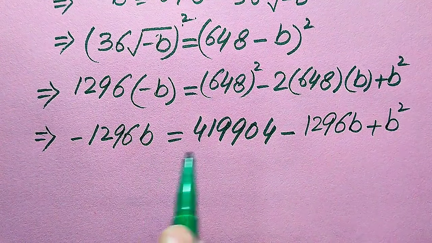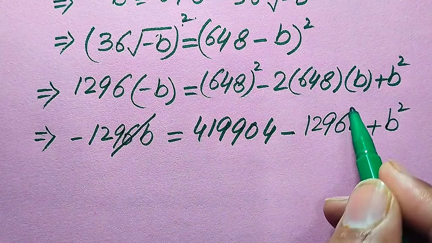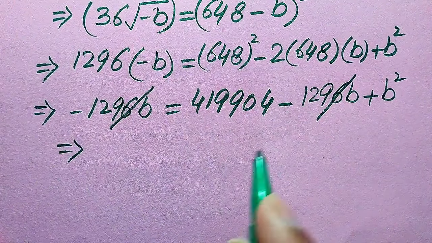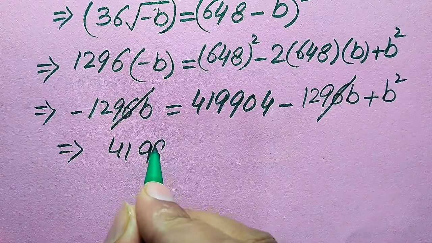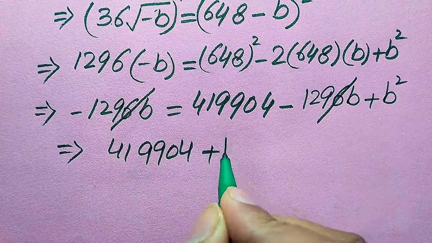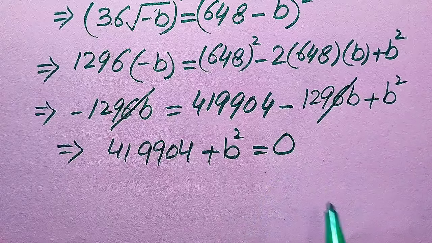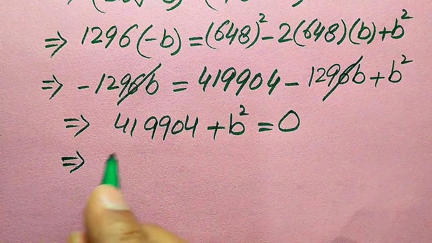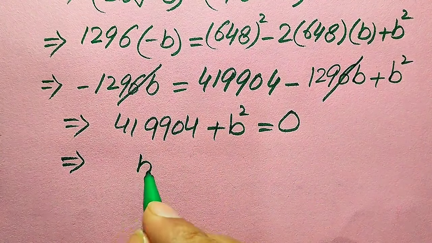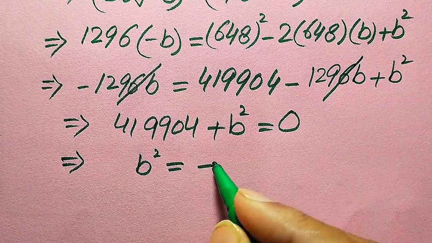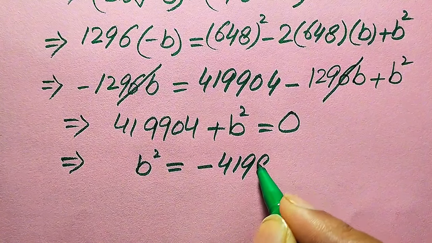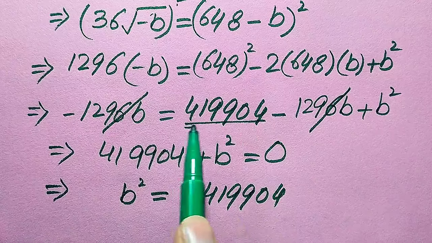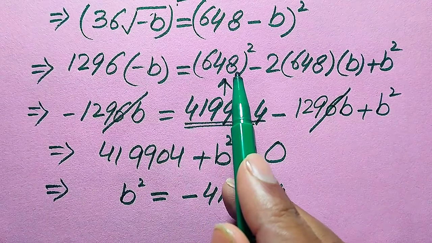So you see here, these are the two same terms, so this value and this value are cancelled out by each other, and the remaining values are 419904 plus b square is equal to 0. And because here our target is to find the values of b, we move this value to the right hand side, and it will become b square is equal to minus 419904.